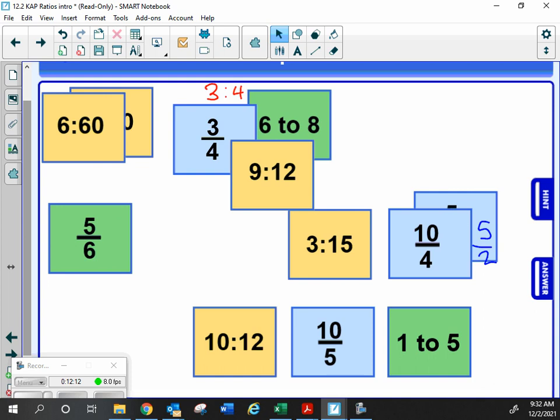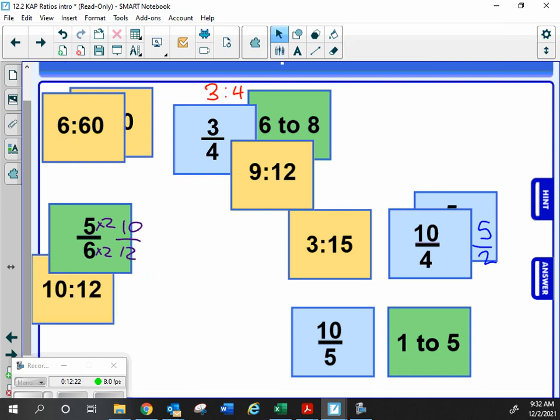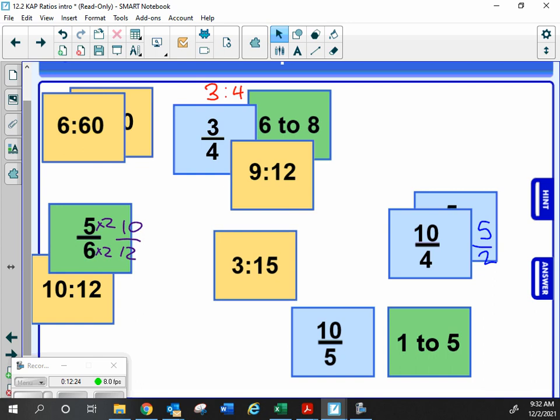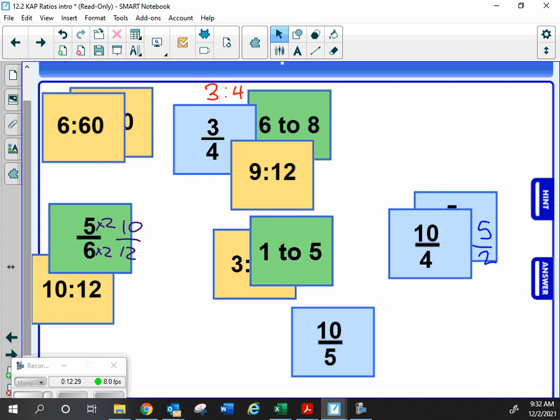We can build it up, of course. We can multiply both of them by 2. And that would give us 10 to 12. And do we have that up here? Yeah, sort of. 3 to 15, I can pair up with 1 to 5. I agree.